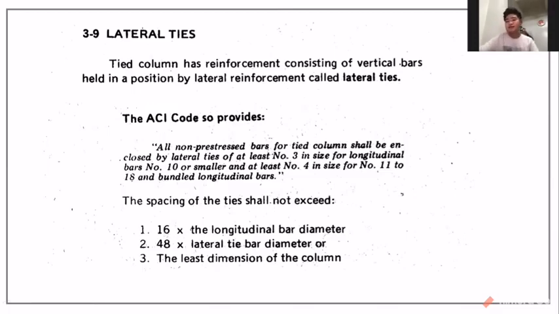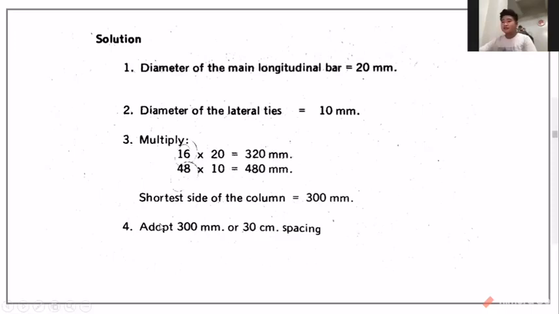I'm sorry, but I will repeat this. The spacing of the tie shall not exceed 16 multiplied by the longitudinal bar diameter, and 48 multiplied by the lateral tie bar diameter. Sorry, so let's continue.